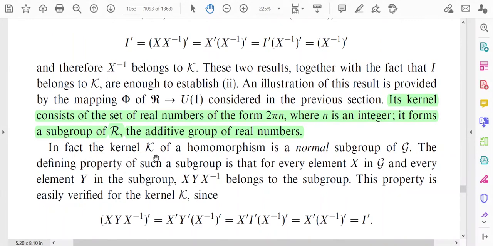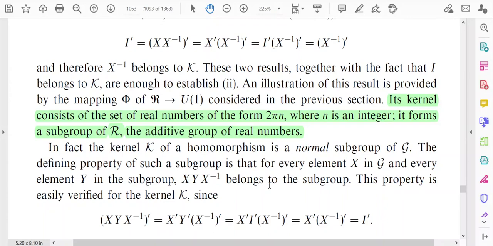In fact, the kernel K of a homomorphism is a normal subgroup of G. Now, what is a normal subgroup? The defining property of such a subgroup is that for every element x in G and every element y in the subgroup, x y x inverse belongs to the subgroup. If this holds, then we will say that K is a normal subgroup.